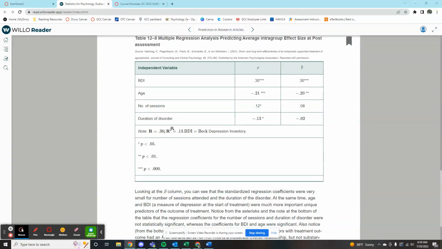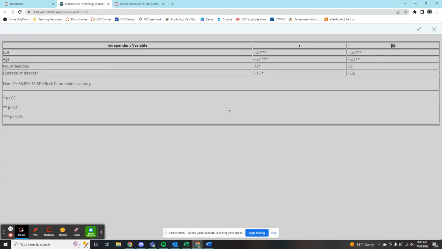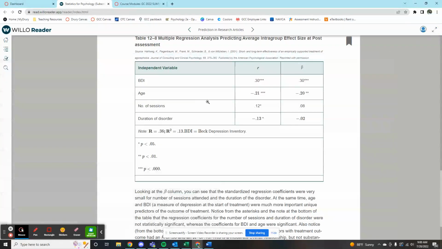All right, so what else do we need to know about this table? Your R, as you'll remember from chapter 11, always represents your correlation. So this is showing how each one of these variables by itself correlates with the overall success of the treatment outcomes. The BDI has a 0.3 correlation, age has a negative 0.2 correlation, number of sessions a 0.12 correlation, and duration of disorder a negative 0.13 correlation.